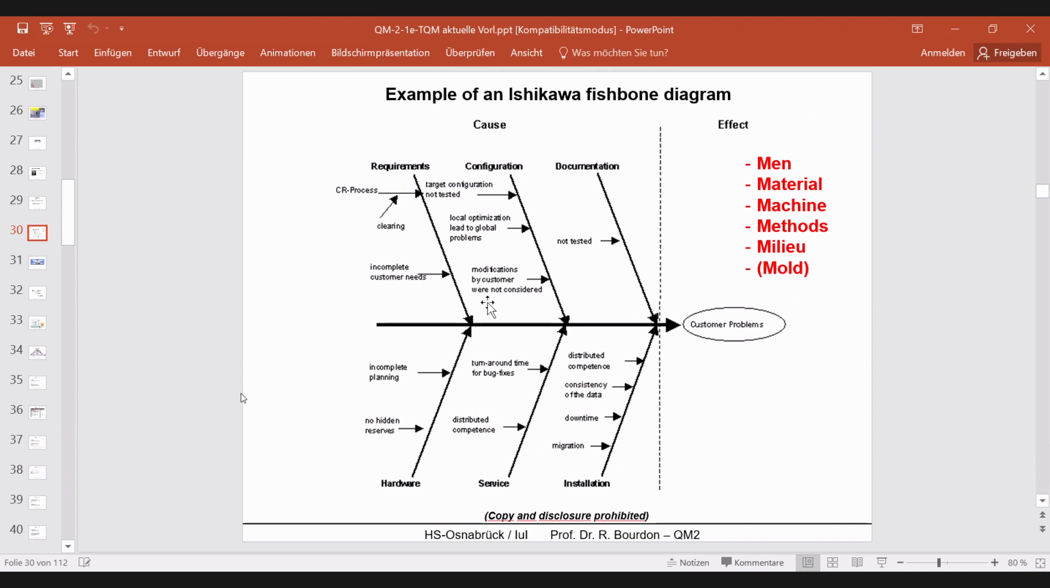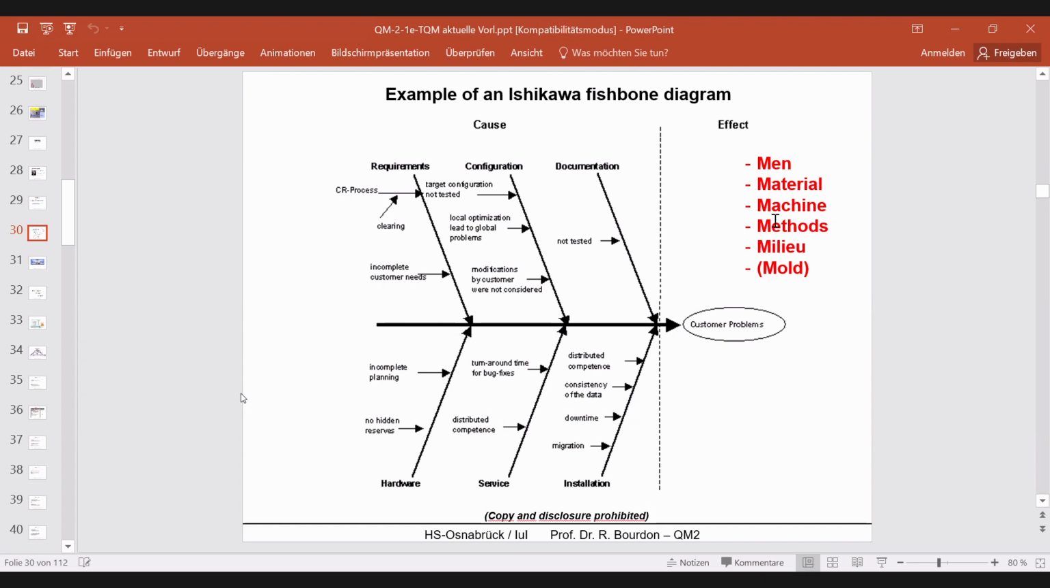And what they are doing here, they have cross-functional teams with members of all the departments in the company: design department, project management, production, quality assurance, and so on. And then they sit together in a meeting for 1 or 2 hours, and they look at the drawing. They don't have any parts at that time. It is in the quality planning process. And then they think about what can go wrong regarding the requirements of the configuration, the documentation, and so on.